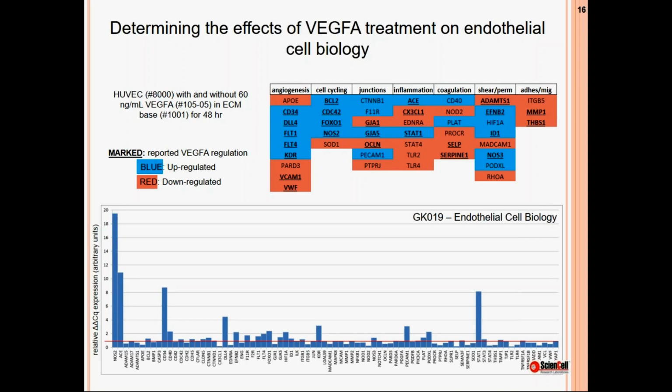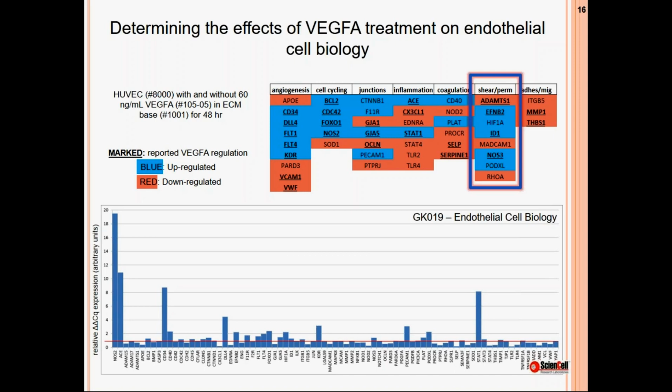Red highlighting means we found those genes to be downregulated. Blue means up. The underlined bold genes are reported to be directly regulated by VEGF in some capacity, and the genes that are not underlined and bolded have no obvious or direct reported connection based on a quick PubMed search. As expected, there are a lot of angiogenesis genes that are influenced by VEGF, consistent with previous studies. Nothing unusual there. But what might be interesting is this column of shear stress and permeability genes, where only a few of them are reported to be directly regulated by VEGF.